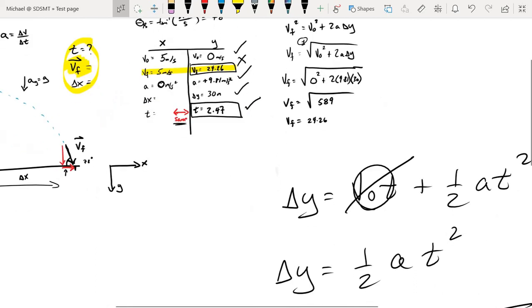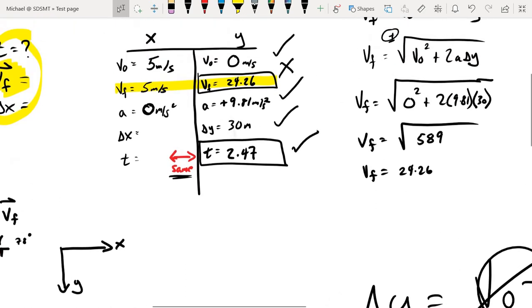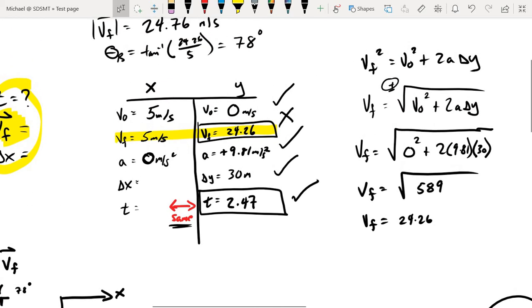But now that I know the time, I really don't have a choice when it comes to the x column of our table here. I need one more piece of information if I'm going to be able to solve anything else. So I will bring this calculated value over. Whatever time we get to move in the y direction is the time that we get to move in the x direction. And so now I will use that time in an equation to solve for delta x.